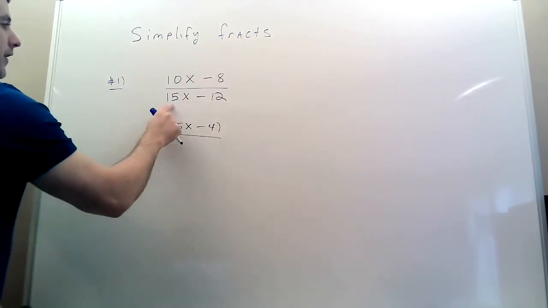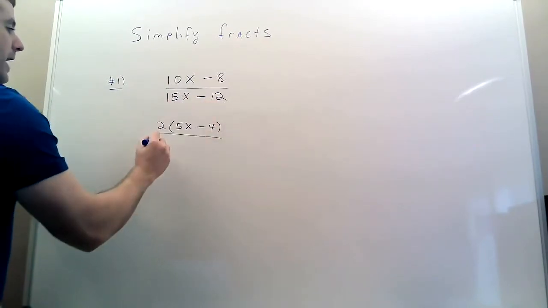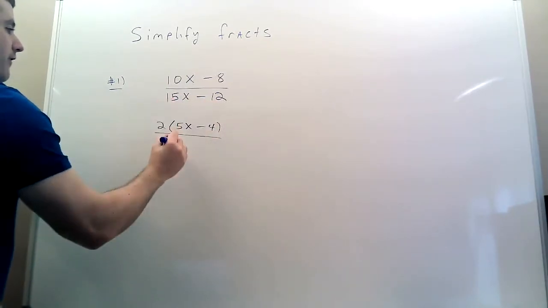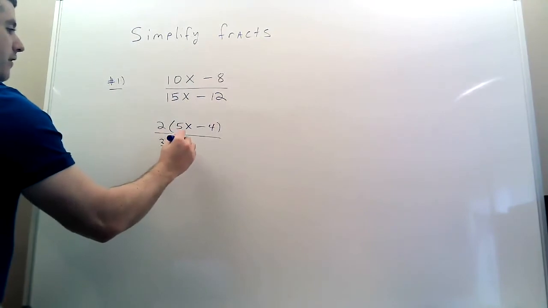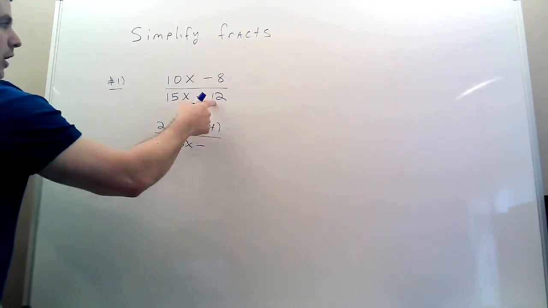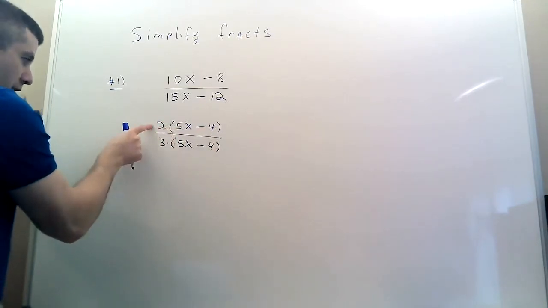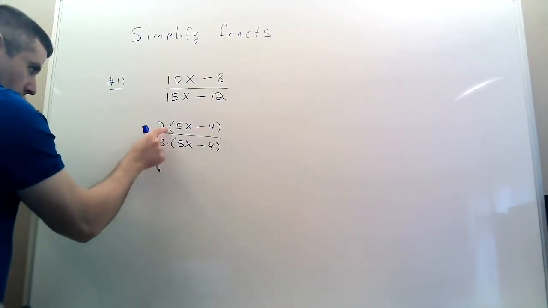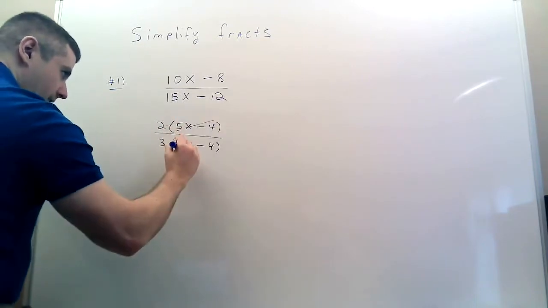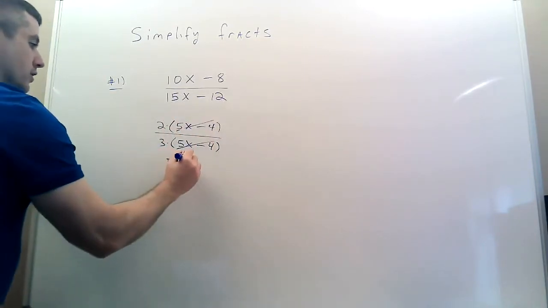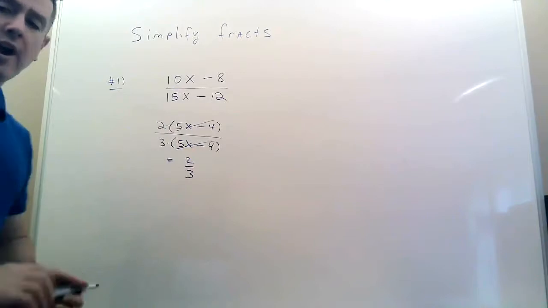Now, on the bottom, 15 and 12 are both divisible by 3. So divide 15 by 3, get 5. 12 divided by 3 is 4. Now, here, look. There is the product right there. You're multiplying. So you're crossing out that entire thing, and you're left with just 2 over 3. All right, so that's the first one.